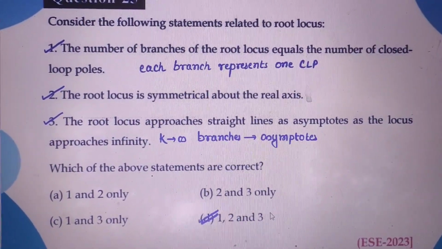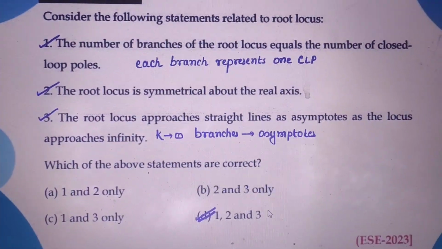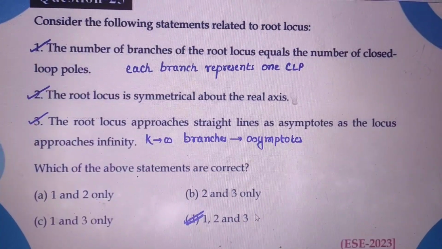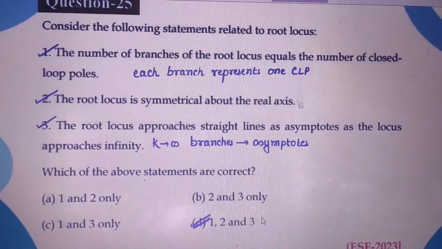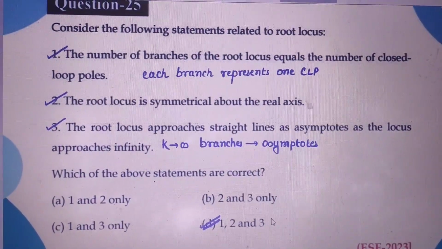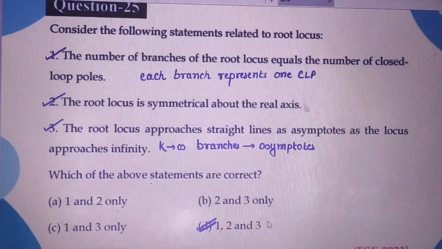The root locus is symmetrical about the real axis. Yes, right. The root locus approaches straight lines as asymptotes as the locus approaches infinity. As K tends to infinity, branches become asymptotes. So statements 1, 2, 3 are all right.